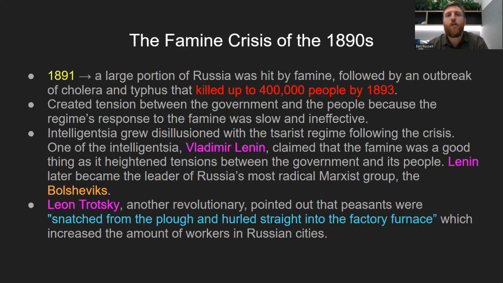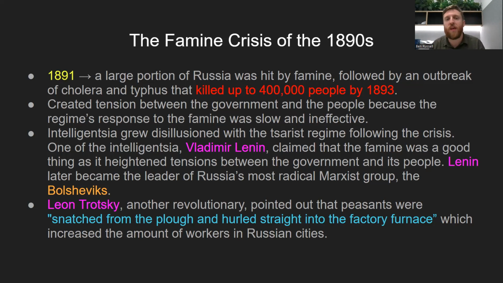So let's have a look at the famine crisis of the 1890s. In 1891, a large portion of Russia was hit by famine, which was followed by an outbreak of cholera and typhus that killed up to 400,000 people by 1893. This created tension between the government and the people because the regime's response to the famine was slow and ineffective. The intelligentsia grew disillusioned with the Tsarist regime following the crisis. One member of the intelligentsia, Vladimir Lenin, claimed that the famine was a good thing as it heightened tensions between the government and its people.